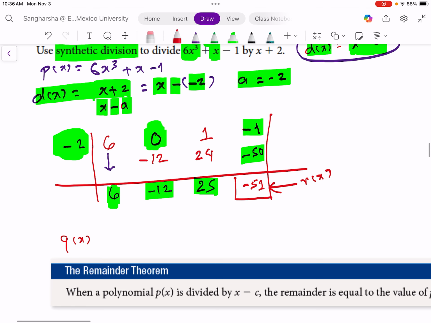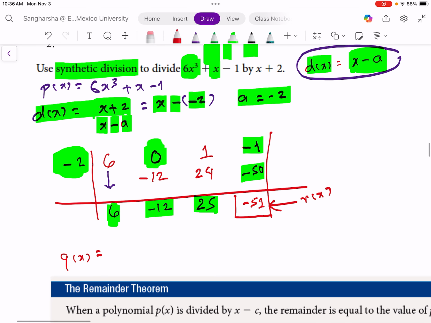To find the quotient q of x, we have to know the degree of the polynomial. Now can you tell me what is the degree of this polynomial? 3. Our quotient will have a degree less than the degree of the polynomial by 1. So the degree of this polynomial is 3, and the degree of the quotient will be less by 1. It means 2 will be the degree of our quotient. Now if the quotient has degree 2, what will be your first term? How should our first term look?